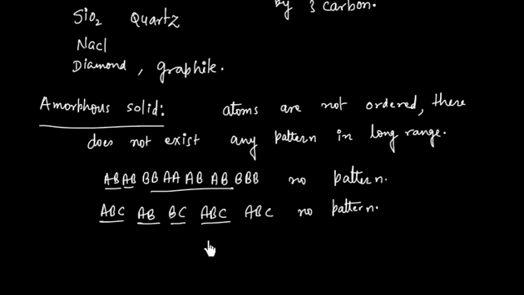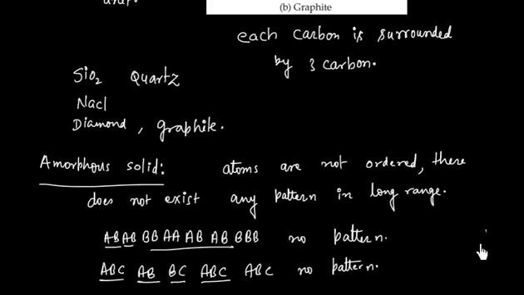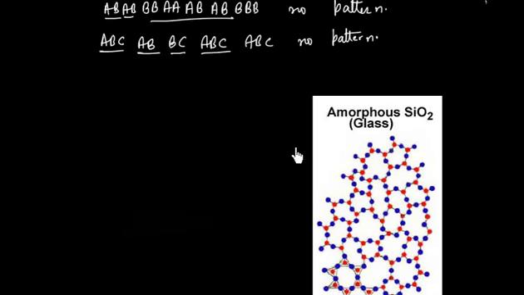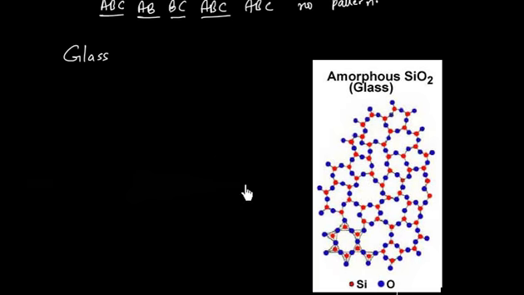So this kind of solid is an amorphous solid. Glass is one of the examples of amorphous solid. Let us say we have SiO2. This also exists in glass. SiO2 is quartz, and SiO2 is also glass. You see there is no pattern.